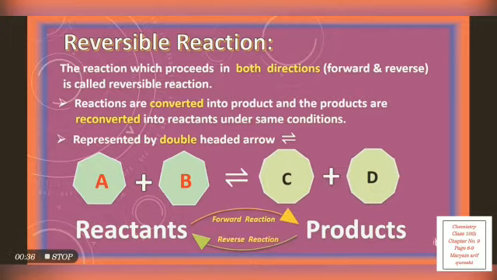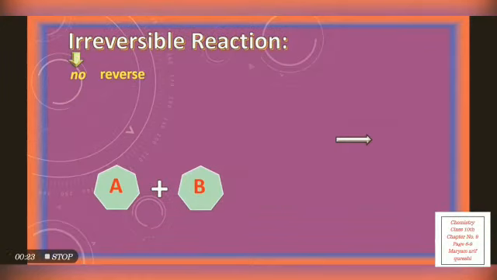They will be represented by double-headed arrow, half forward and half backward. What does that mean? That such type of reaction happen in two direction. They are two direction reaction and they are also called as reversible reactions. But keep in mind that the conditions should be same throughout the whole reaction. Ir means no and reversible means reverse.